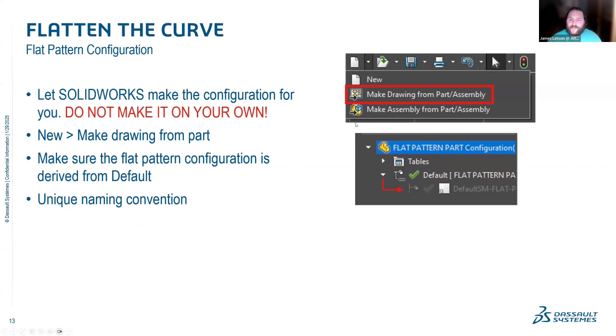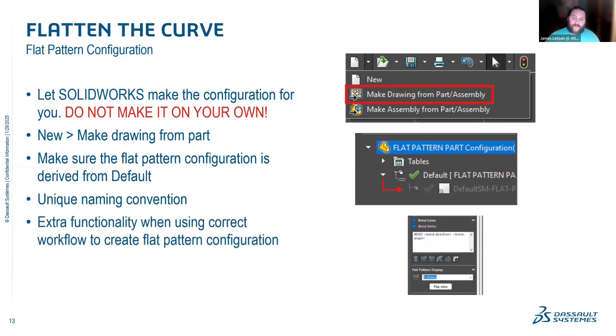So this second screenshot here, you can see that the new configuration that is created is derived. So it's like a parent-child relation there. And then you also notice that it does have a unique naming convention. It automatically names it default SM-flat-pattern. And that is very important because if you don't have those two things, you lose some functionality on your print.